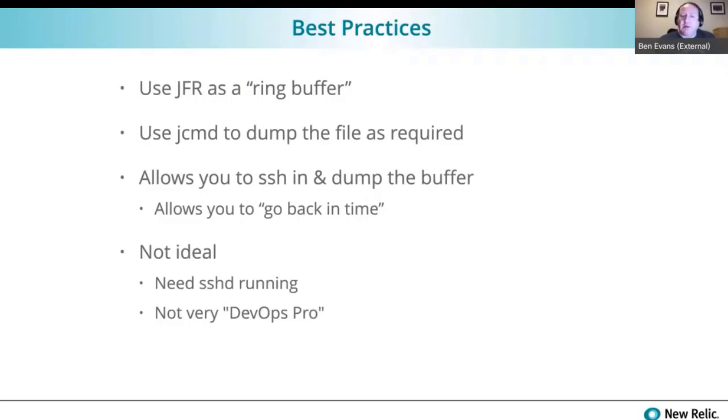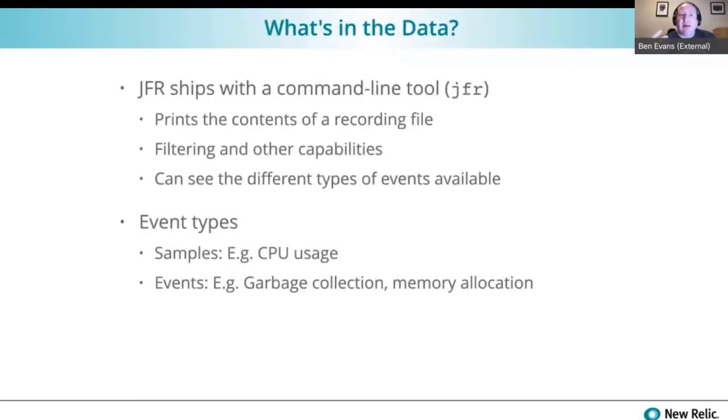But what else can we say about JFR? What's in the data? Well, it ships with a command line tool, and the command line tool is called jfr. This has a few things that it can do, but primarily it will print the contents of a recording file. This includes things like the events, and it provides some basic filtering, and you can see the types of events available. So you can see things like the CPU usage, garbage collection, memory allocation, and so forth.